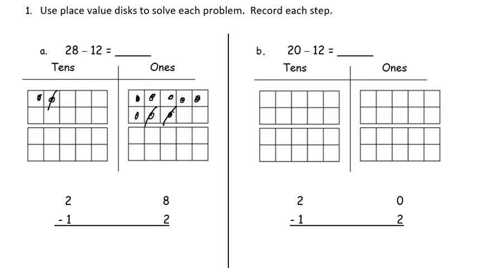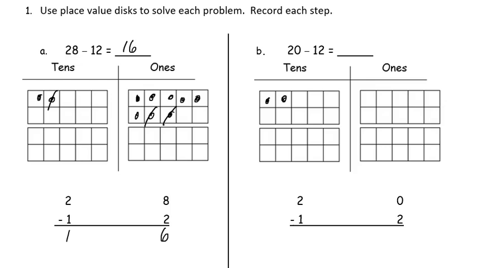I started off with 8 1s. Subtract 2 of them, that left me with 6 1s. I started with 2 10s and subtract 1 of those, and that left me with 1 10. So 28 minus 12 is 16. Now let's look at problem B. Here I'm starting off with 20 minus 12, so 20 is 2 10s.